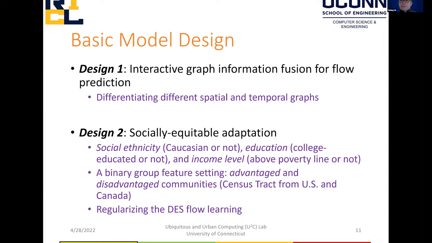There are basically two major designs. First, we conduct interactive graph information fusion to differentiate different spatial and temporal graphs across different regions. And we provide socially equitable adaptations, including understanding socioeconomic attributes such as ethnicity, education, and income level. In our current study, we focus on a binary group feature setting, basically advantaged and disadvantaged communities. We collect those data from open-source websites, like the census tracts from the United States and Canada, and we try to regularize the DS flow learning here.